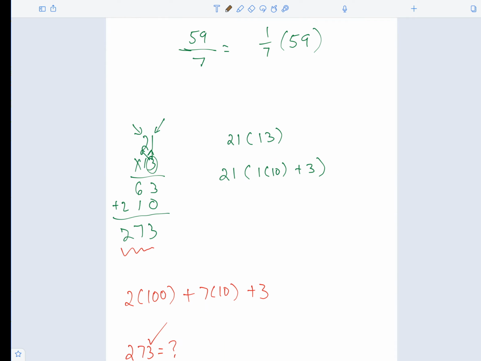Okay, let's go back to 59 divided by 7. So 59 divided by 7 is the same thing as saying what? 5 times 10 over 7 plus 9 over 7, right? I'm doing this game of rewriting 59 as 5 times 10 plus 9, so I can rewrite it divided by 7. I'm just dividing both of those by 7. Okay. All right. That's fine.